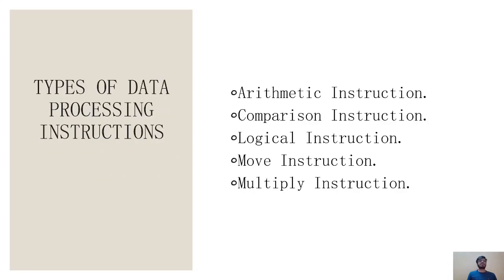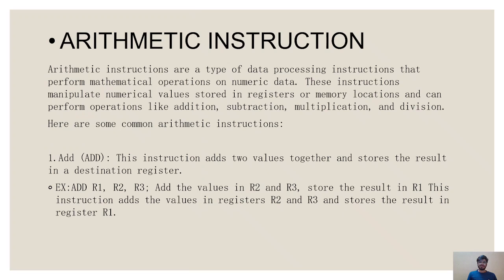Now coming on to the types of data processing instructions. First one is arithmetic instruction, comparison instruction, logical instruction, move instruction, and multiply instruction. So first one is arithmetic instruction. Arithmetic instructions are a type of data processing instructions that perform mathematical operations on numeric data. These instructions manipulate numerical values stored in registers or memory locations and can perform operations like addition, subtraction, multiplication, and division. Here are some common arithmetic instructions.